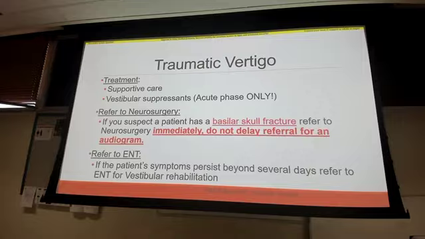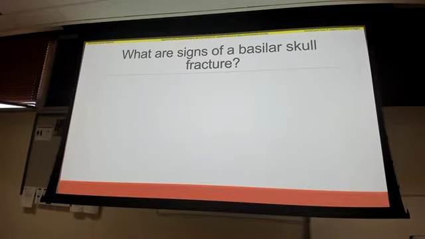And then, if we have signs of a basilar skull fracture, we want to get neurosurgery involved, not neurology, neurosurgery. If the patient doesn't have signs and symptoms of a basilar skull fracture, that's when we can get ENT involved because they have this traumatic vertigo, but we're not really sure what's going on. Is it central? Is it mixed? Is it peripheral? We know it's traumatic, but we're not really sure what's the cause of it. All right, again, what are some signs of a basilar skull fracture?